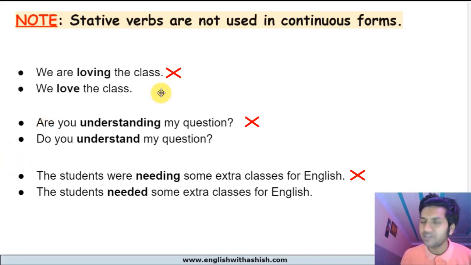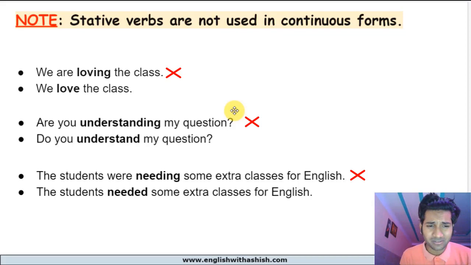So if you say we are loving the class, we are loving you, sir, I'm loving it, McDonald's, that's incorrect. Technically, grammatically, it's incorrect. You can't say that. You say we love the class, we have loved the class, we loved the class, we will love the class, but not loving the class. Incorrect. Are you understanding my question? A lot of people say that, right? Yeah, people say that, even very educated people.